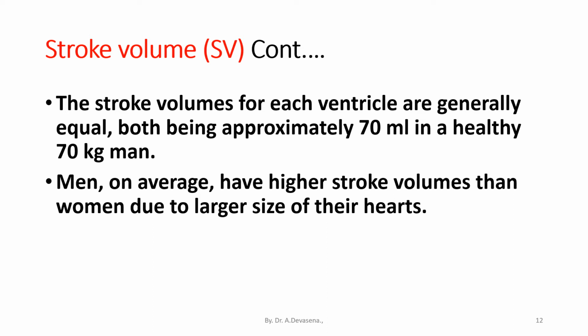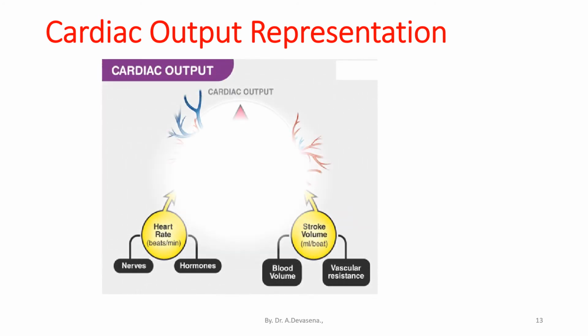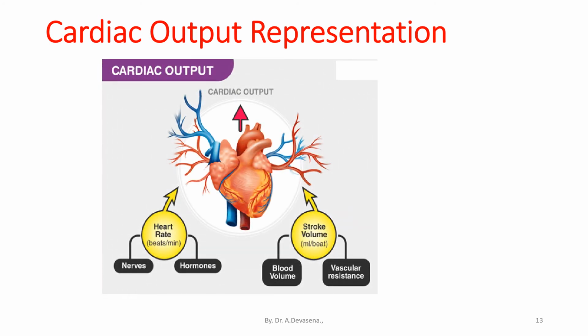Men on average have higher stroke volumes than women due to the larger size of their hearts. Here is a representation of cardiac output. In this diagram, the cardiac output is equal to heart rate times stroke volume. The factors to be considered for heart rate are nerves and hormones. Similarly, the factors to be considered for stroke volume are blood volume and vascular resistance.